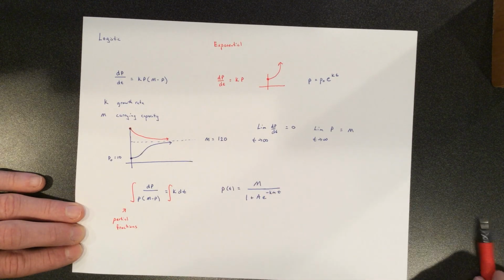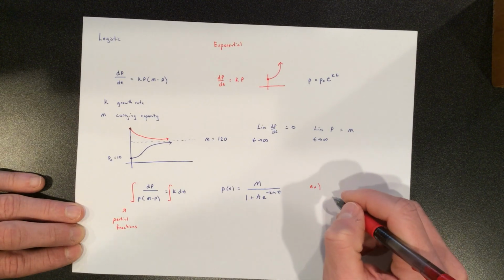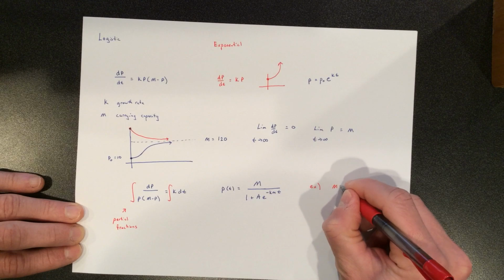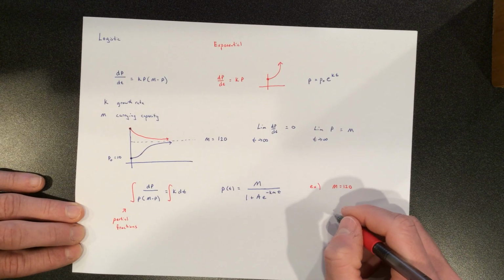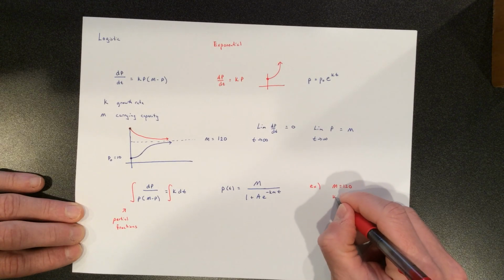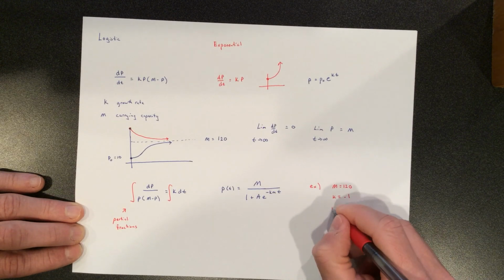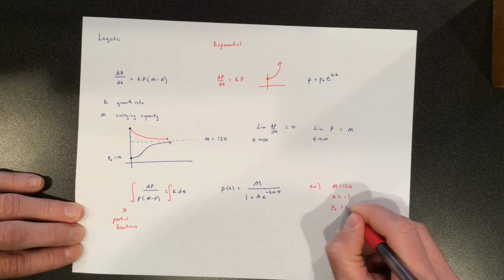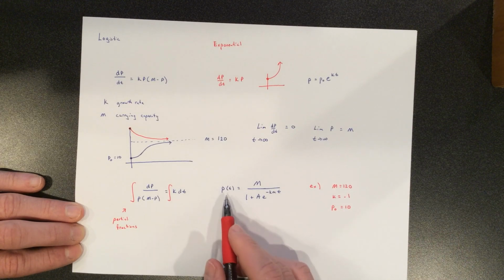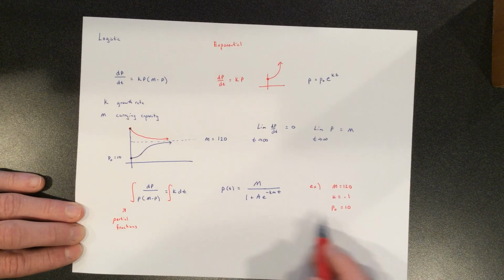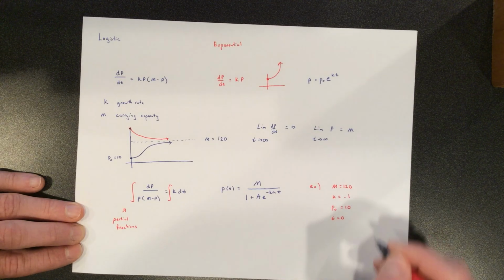So let's do this example, okay? Let's take the example that M is 120, okay? K, let's go ahead and make K 0.1, and then P naught is 10. Okay, those are three things you have to know in order to actually find the equation as a function of time, because I've got to find A. So plug in these values. I know that this is true when t equals 0.